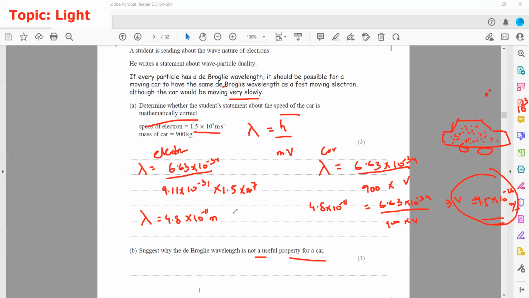So this is why the de Broglie wavelength is not a useful property for a car. It is only applicable for small, microscopic particles, but a car is made up of a lot of particles. That's why we don't use the de Broglie wavelength for it.